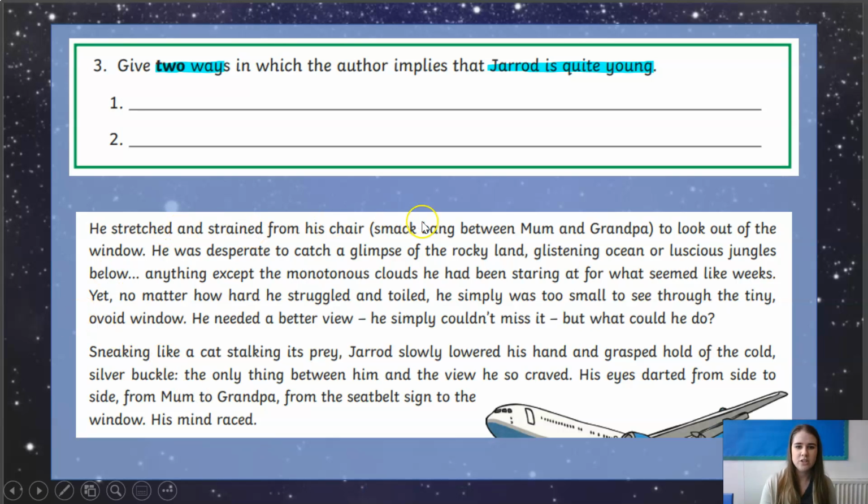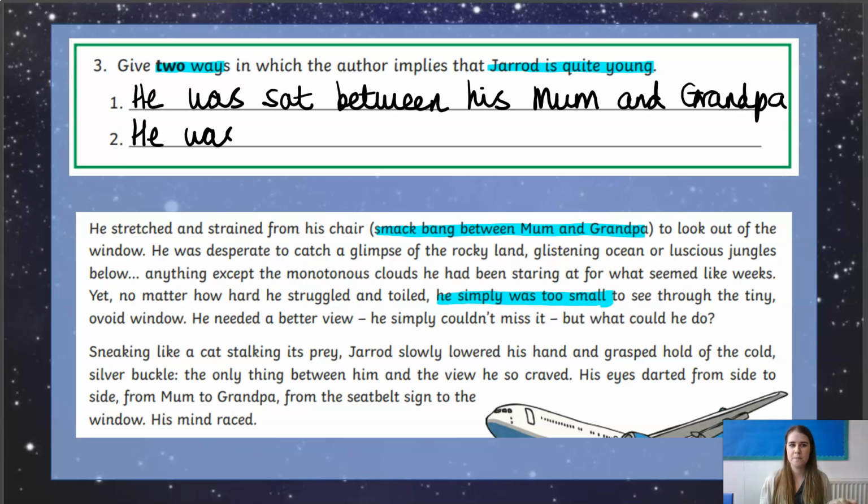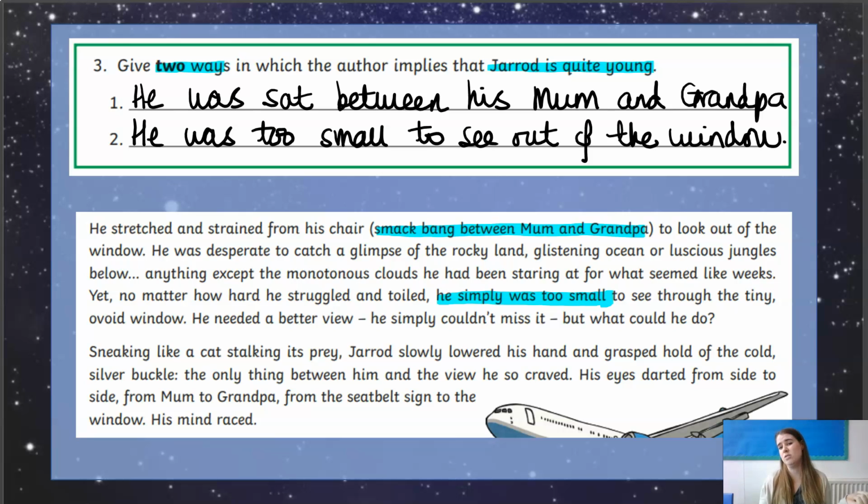Now it says here that Jared was smack bang between his mum and grandpa. So that there tells me that that's one of the reasons that suggests that he's young, because he's sitting between his parents. So he's sitting between his mum and his granddad, okay? Now it says further down here, it says he is simply too small to see through the tiny ovoid window. Now if he's too small, unless there's a medical condition for him to be small so he can't see out the window, that would suggest to me that because of his height, he must be a child, and obviously children are quite young. If he was a teenager, he'd be a lot taller, so he'd be able to see out of that window. So my point number 1 was he was sat between his mum and dad. And my second point, he was too small to see out of the window.